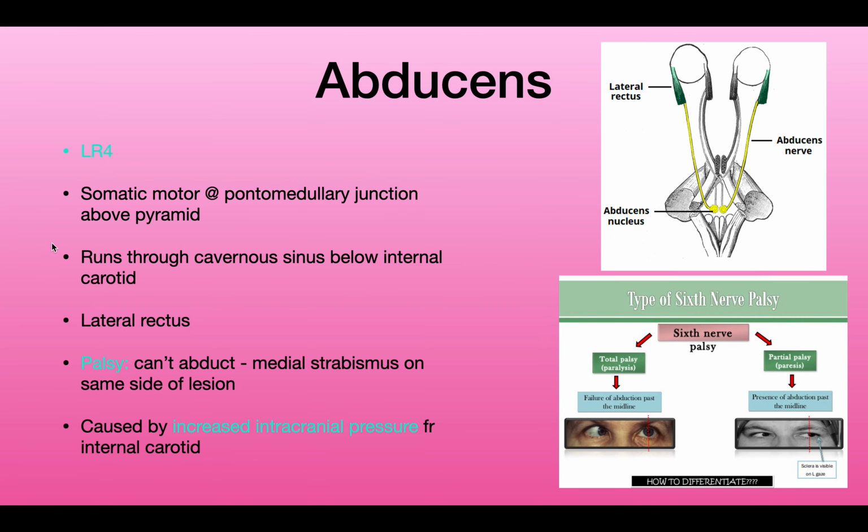Cranial nerve number 6 is going to control the lateral rectus. It lies in the somatic motor area above, or at the pontomedullary junction above the pyramid, and it will run through the cavernous sinus below the internal carotid. And in a palsy of the abducens, there's no abduction of the eye, so there's going to be medial strabismus, and it's usually caused by an increased intracranial pressure because the nerve runs alongside the internal carotid.